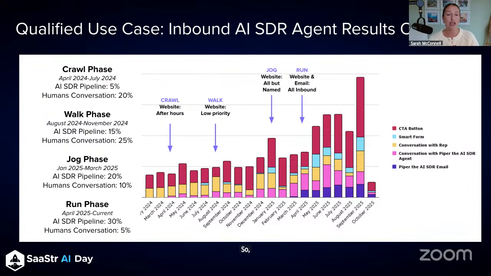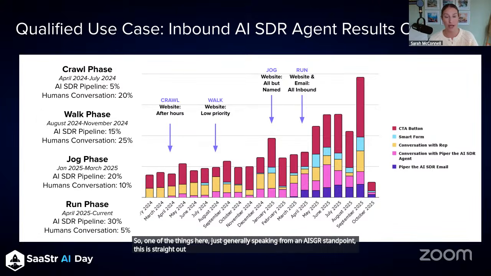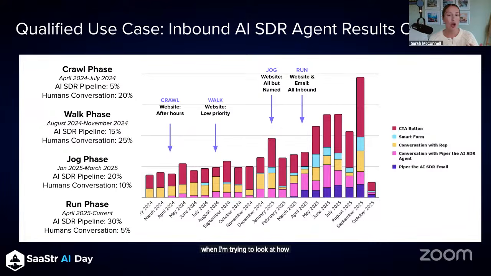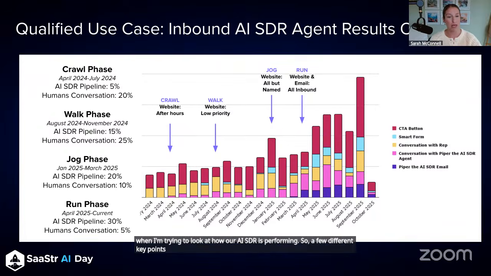So one of the things here, just generally speaking from an AI SDR standpoint, this is straight out of Salesforce. This is a dashboard that I look at every single day when I'm trying to look at how our AI SDR is performing. So a few different key points over the timeline here that I want to point out.